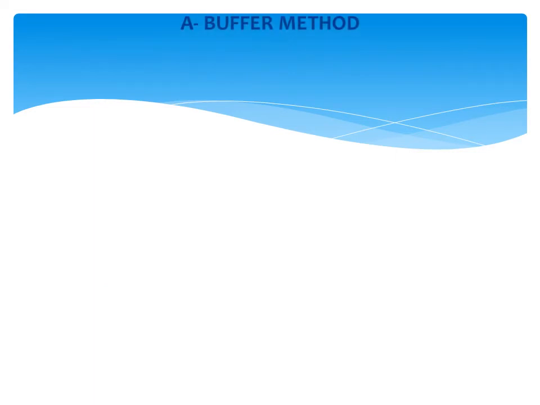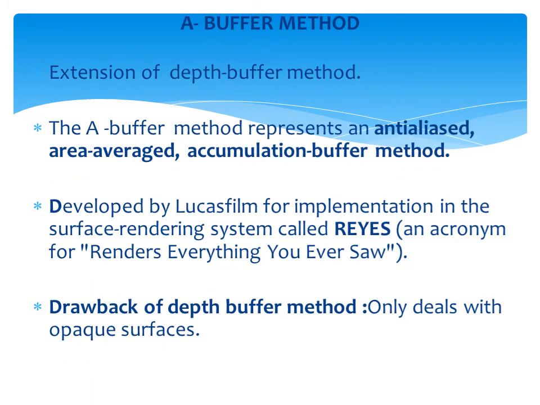Next technique is the A-buffer method. It is an extension of the depth buffer method. The A-buffer method represents an anti-aliased, area-averaged, accumulation buffer method. It was developed by Lucasfilm for implementation in the surface rendering system called REYES. REYES means renders everything you ever saw. That is, it is able to deal with all types of surfaces. But the depth buffer method only deals with opaque surfaces.